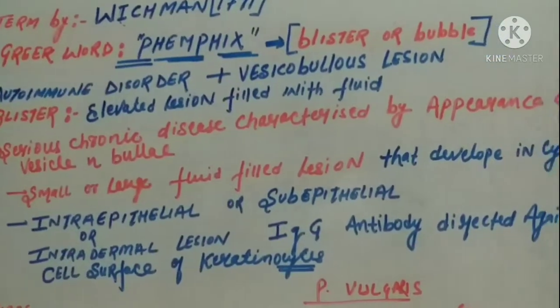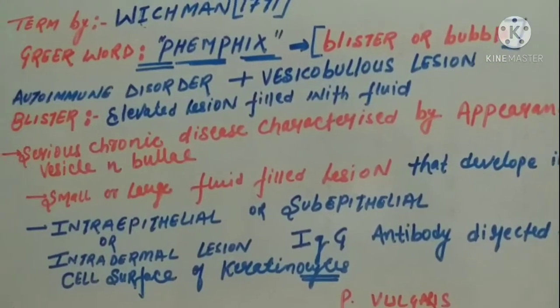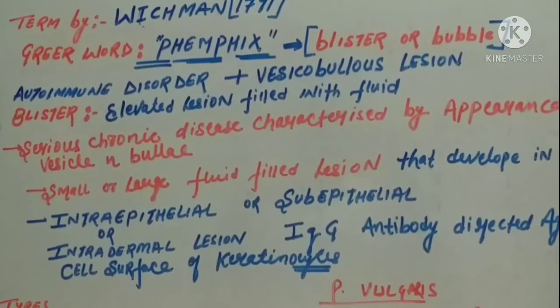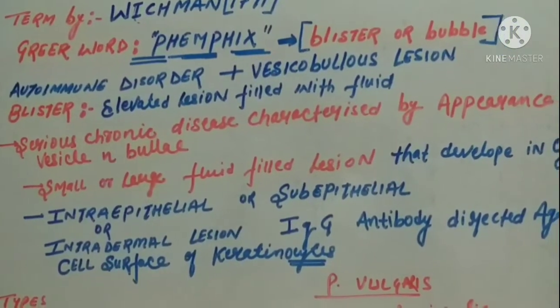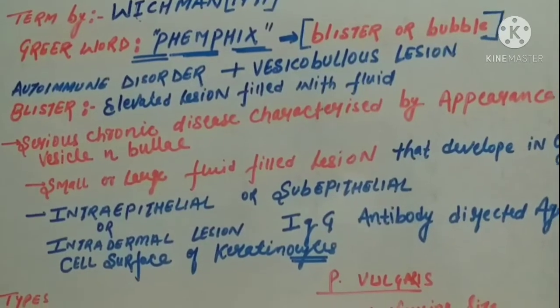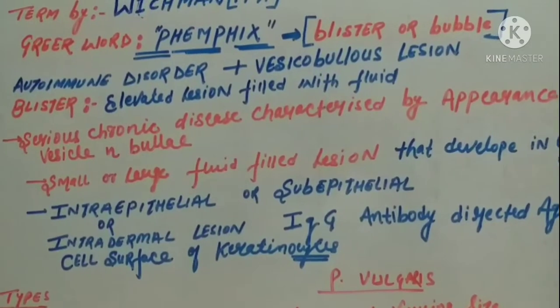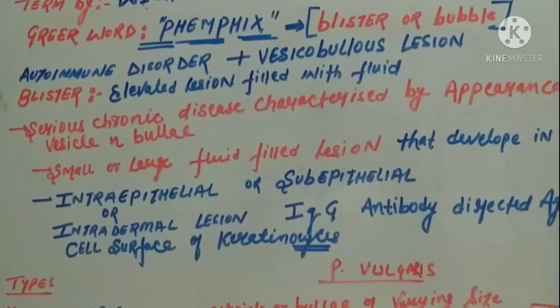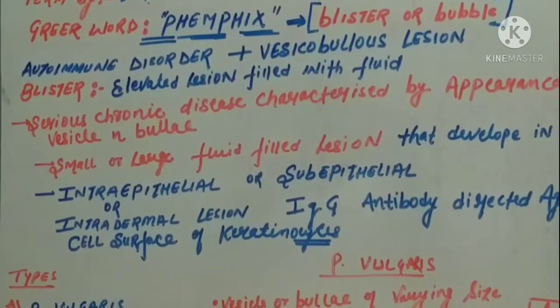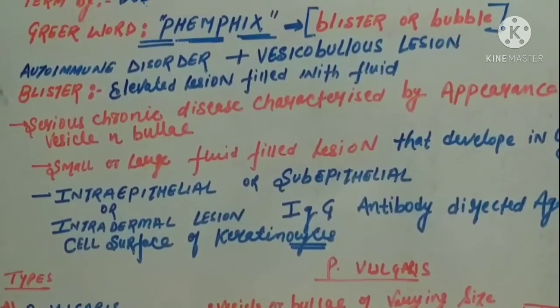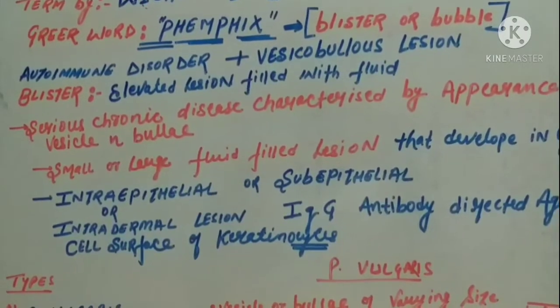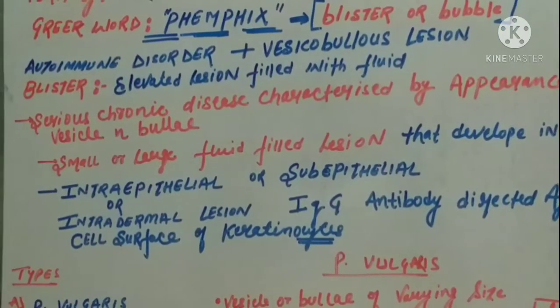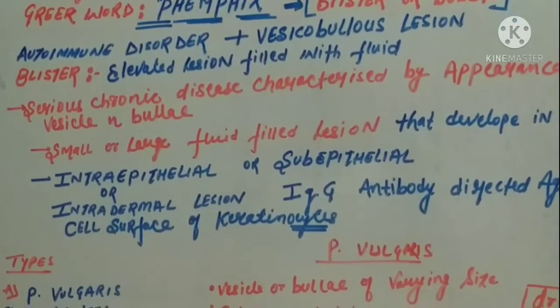Pemphigus is an autoimmune disorder. You all know what autoimmune means. Autoimmune disorder means any disease or disorder that is caused because of our own immunity, meaning our body is making antibody against the self cell or the self substances.